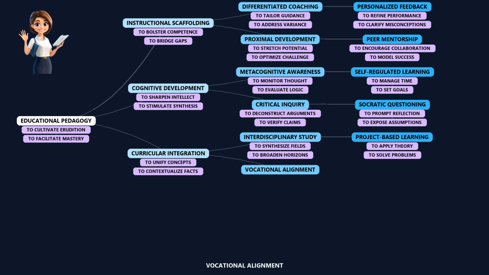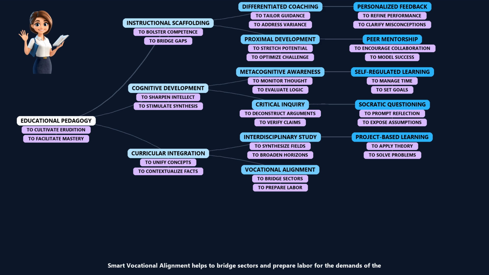Vocational alignment. Smart vocational alignment helps to bridge sectors and prepare labor for the demands of the modern workplace. Basically, we are making sure that what is taught in school matches the skills needed for real jobs.